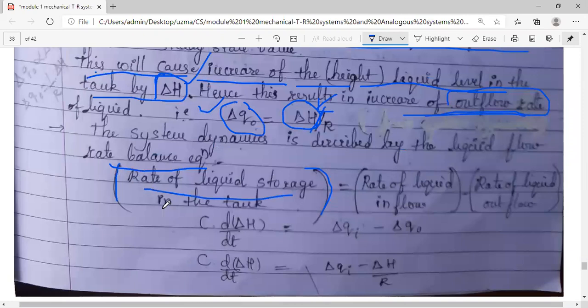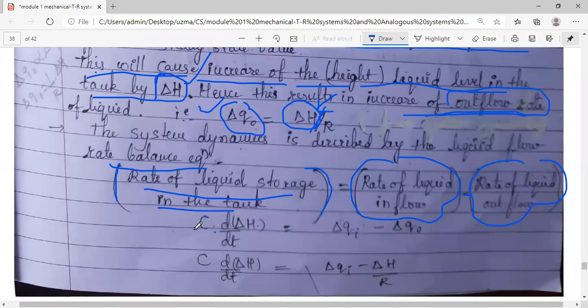So the rate of liquid storage is given by the subtraction I have taken: whatever the inflow is, what you are supplying, and whatever the outflow is. If you take the difference, what remains is the storage. That I have written, that is the balance equation. And this storage can act as what? The capacity of the tank, that is given by C d by dt of delta H.